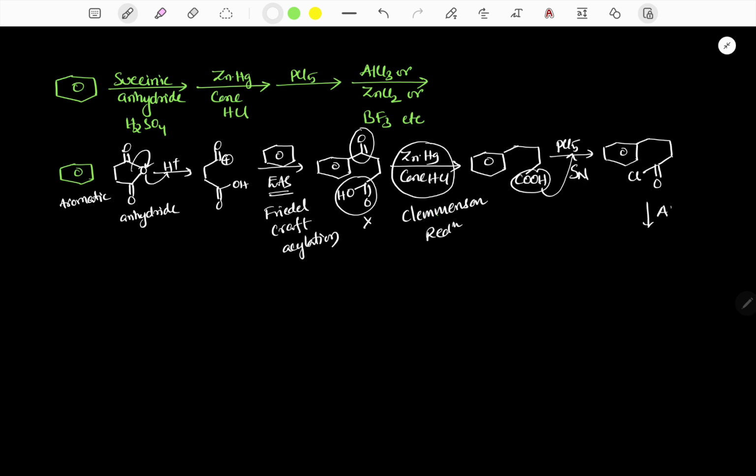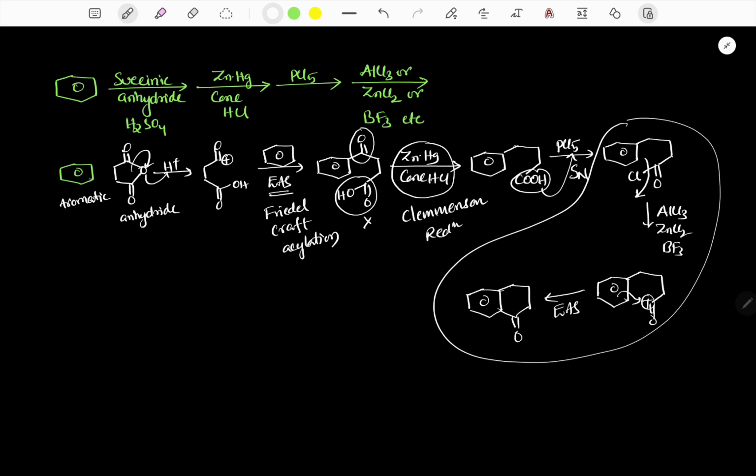Now it is treated with Lewis acid AlCl3 or ZnCl2 or BF3. You can use any Lewis acid. Because of addition of Lewis acid, it loses Cl minus, because AlCl3 removes the Cl minus and gives corresponding carbocation. Now this carbocation reacts with the aromatic compound because it is an electrophilic aromatic substitution, and finally we get our Friedel-Crafts product. So this overall reaction is also known as Friedel-Crafts acylation, not alkylation, Friedel-Crafts acylation.